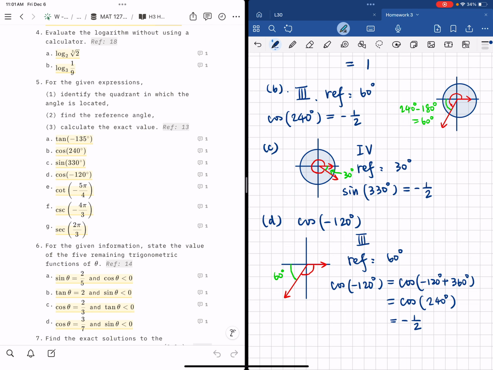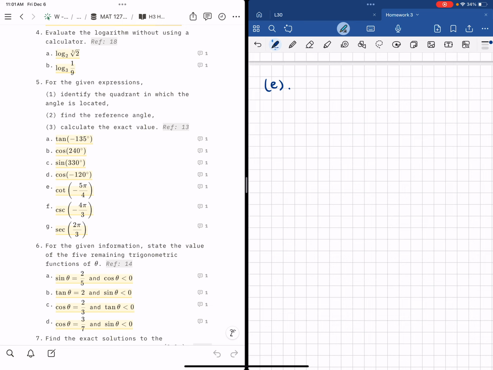And then we have part E. So let's add a page. Part E is cotangent of negative 5 pi over 4. So starting with this one, we have some radians that are not very easy to identify. So I recommend that you convert it, if you want, to degrees. But you could still look at the unit circle. I'm going to keep it as radians, I guess. Negative 5 pi over 4.